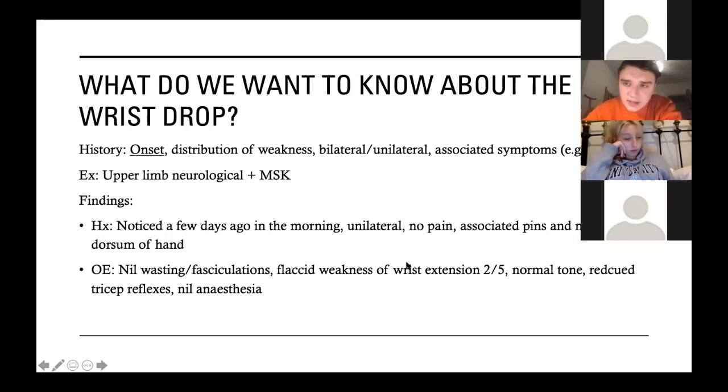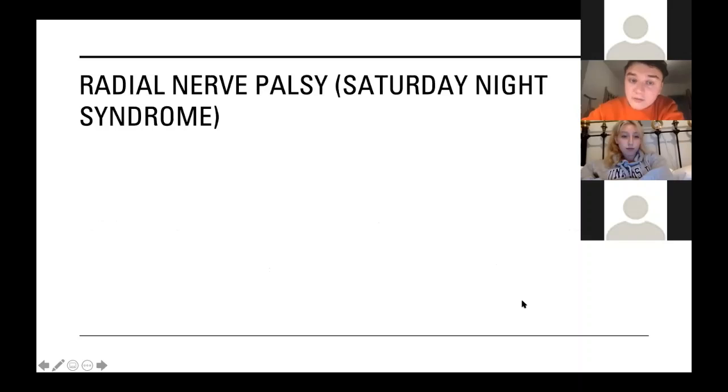So can anyone tell me if that's going to be a lower motor neuron or an upper motor neuron problem? Okay, so if we look at the fact that it's a flaccid weakness and reduced reflexes along with that, that makes you think of a lower motor neuron problem. So this patient has a radial nerve palsy, or what we call Saturday night syndrome.